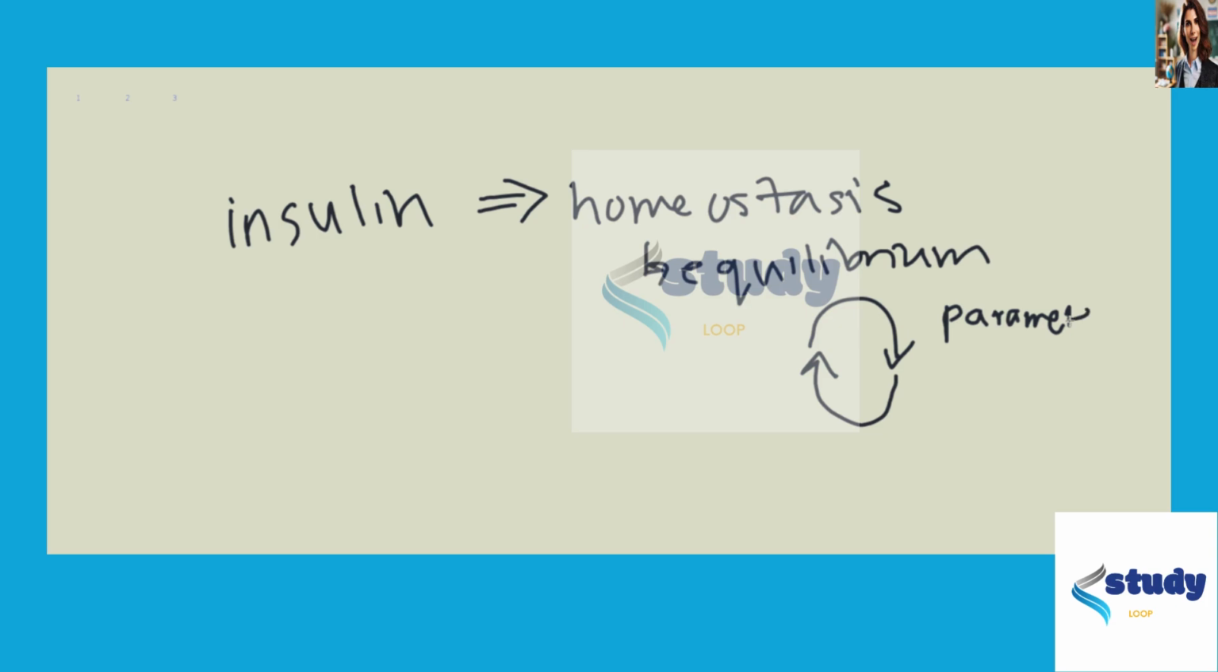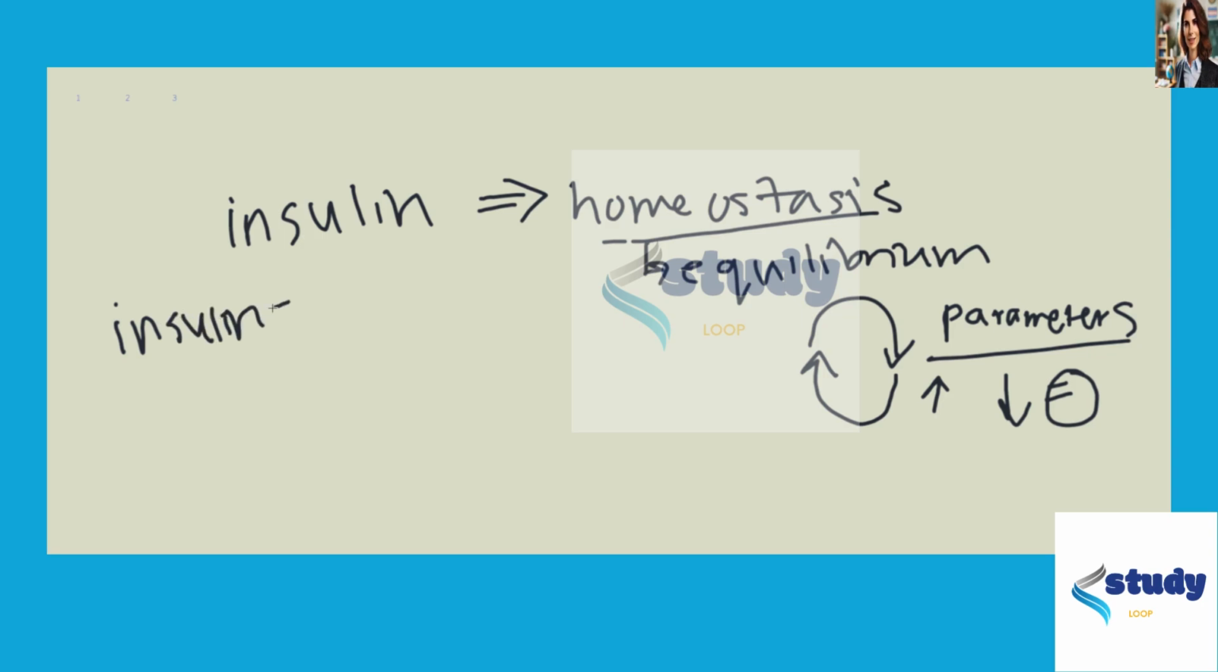So what this means is that, for example, if levels of something are too high or if they're too low, then they always even out at the end. So if this is the case, then we're trying to see in which instances insulin would help homeostasis. So let's think about what we know about insulin. So we do know that insulin is necessary and has to do with blood glucose levels.